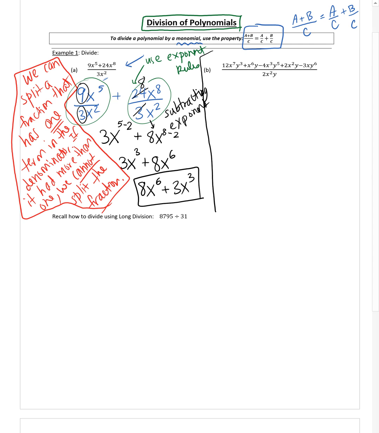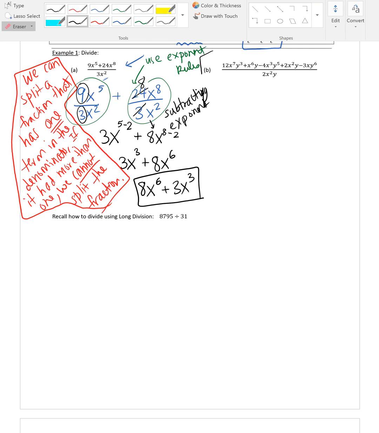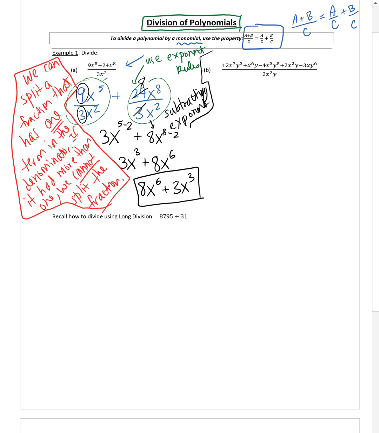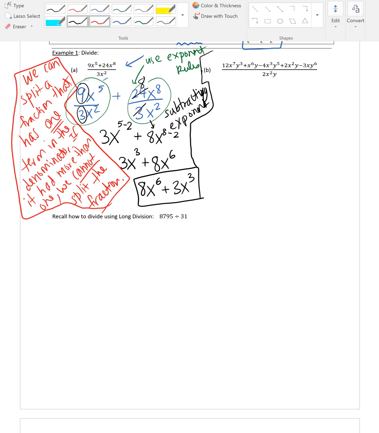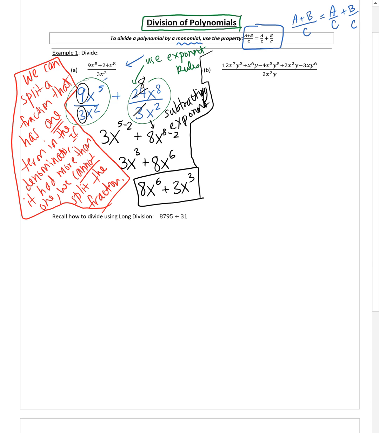Alright, that's really it. So that one's not too complicated, as long as you remember that only monomials have that property where you can split it into two fractions. Let's try this next one here. Part B looks way more complicated. It'll just be kind of a souped up version of the last problem we did.